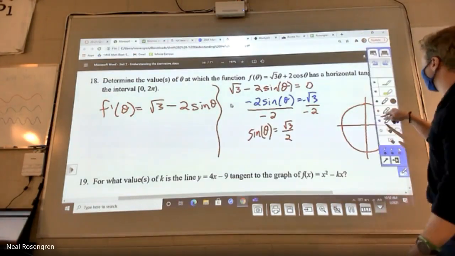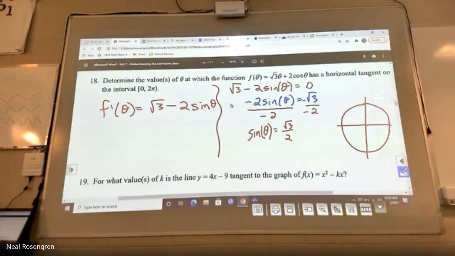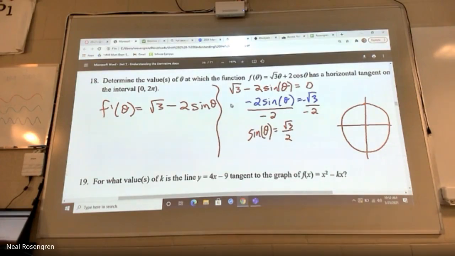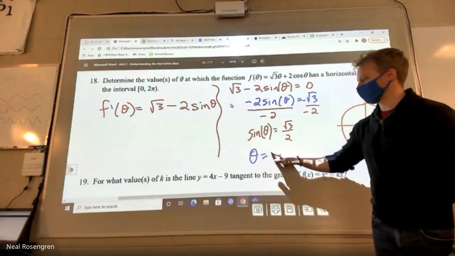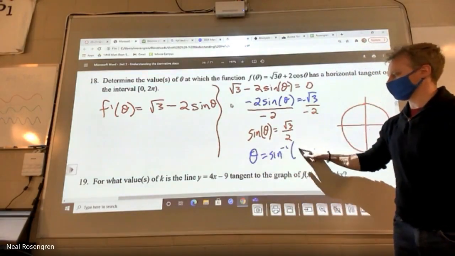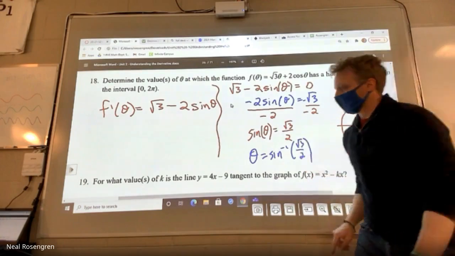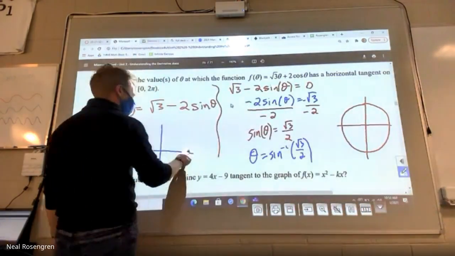All right, sine, is that x or y? Y values. So we're looking for spots on the unit circle where the y value is radical 3 over 2. If you don't know those, that's okay. You're going to have to use the unit circle to get yourself there. Now, calculator can help too, right? Plug in the inverse sine of radical 3 over 2. Problem with that is it's only going to give you one of them.